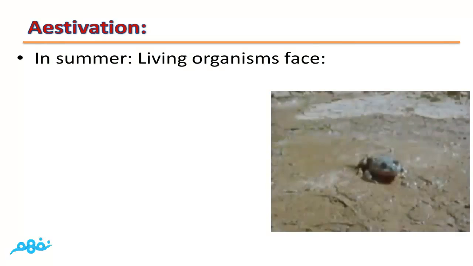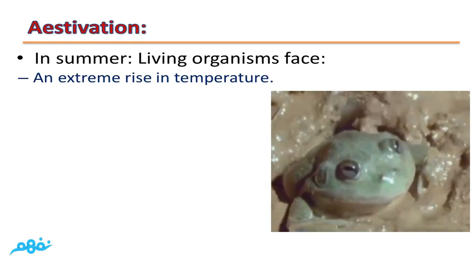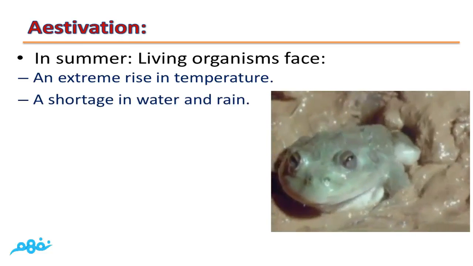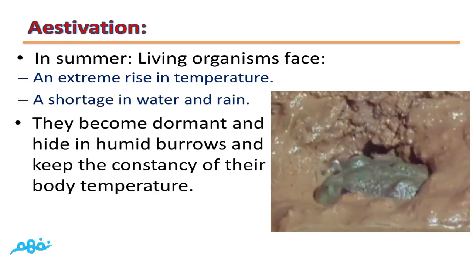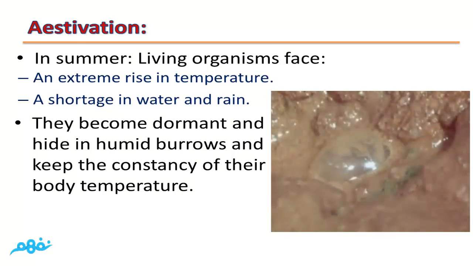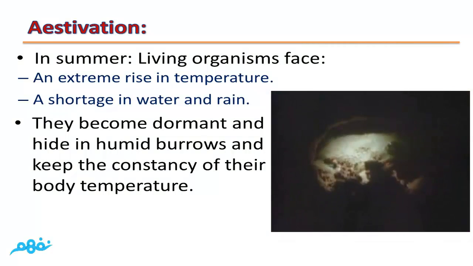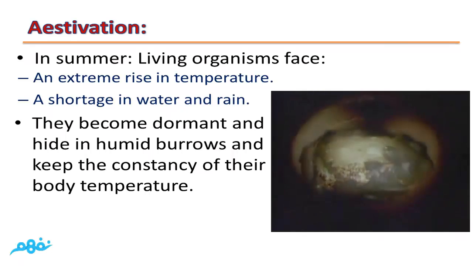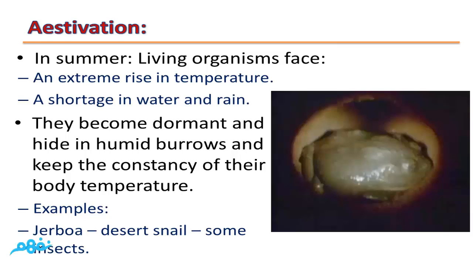Estivation. In summer, living organisms face an extreme rise in temperature and a shortage in water and rain, so they become dormant and hide in humid burrows and keep the constancy of their body temperature. Examples: gerbil, desert snail, and some insects.